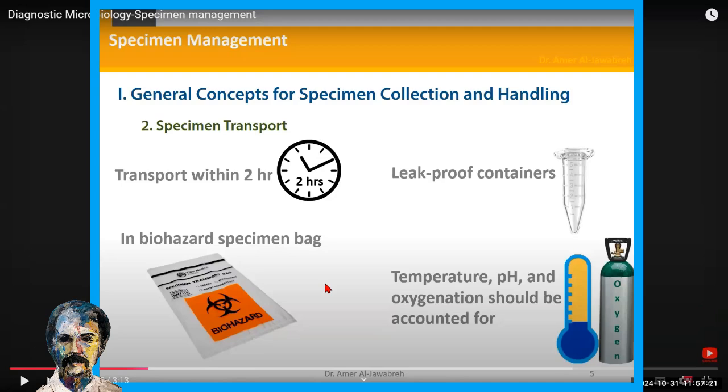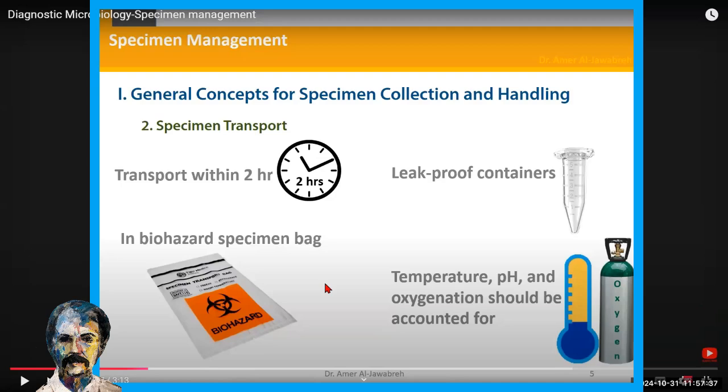pH, oxygenation. If you have bacteria that are very sensitive or labile to oxygen, anaerobic, then you have to keep them anaerobic all the time. All of these things should be taken into account.